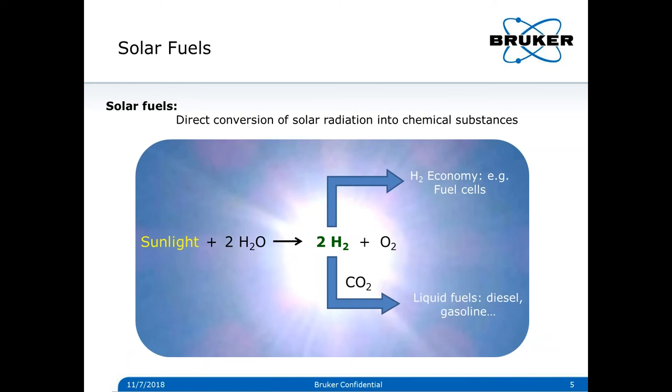So solar fuel is a direct conversion of solar radiation into chemical substances. We capture the sunlight, the solar energy, and then convert it and store it in chemical bonds, like hydrogen, right? And it's more attractive, right? We can also convert sunlight plus water plus carbon dioxide into liquid fuels like diesel and gasoline.